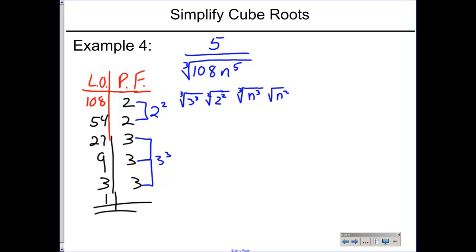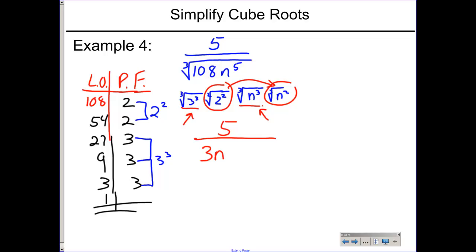Well, the perfect cubes are here and here. The ones that are not perfect cubes are this one and this one, and I forgot a cube root symbol here. There we go. So the first one, I'm going to bring down my 5. The cube root of 3 to the third is just 3. And the cube root of n to the third is just n. And these two need to be multiplied back together because they are not perfect cubes.